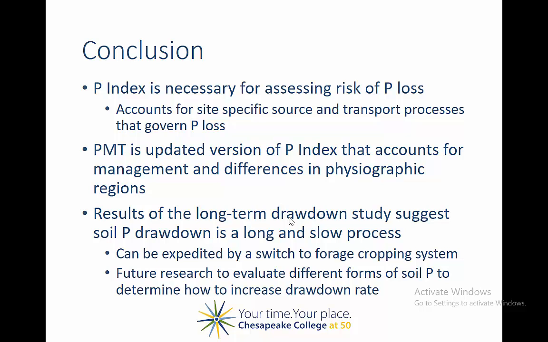It may be expedited if you switch to a forage cropping system. How desperate are you? You want to draw it down a little faster? Up your rotation. But I think that for future research, we really need to be working on those different forms of soil P and how they could be playing into this whole decrease in soil P drawdown.